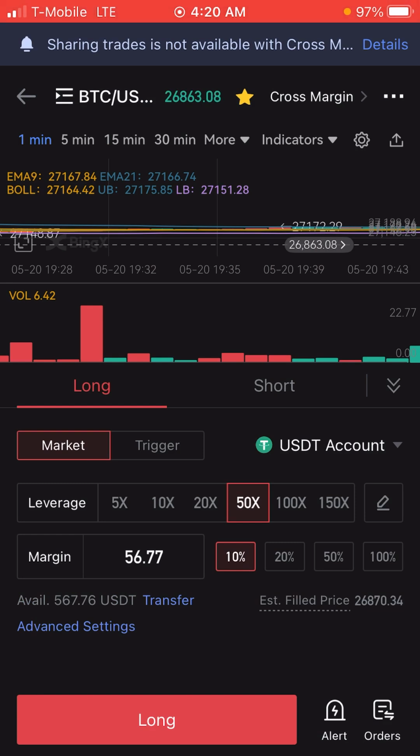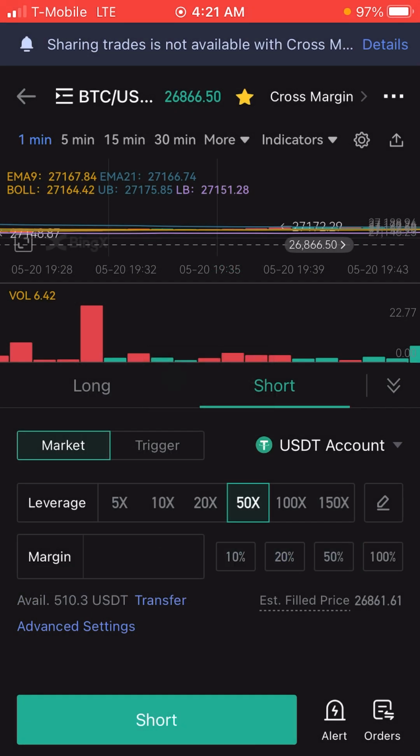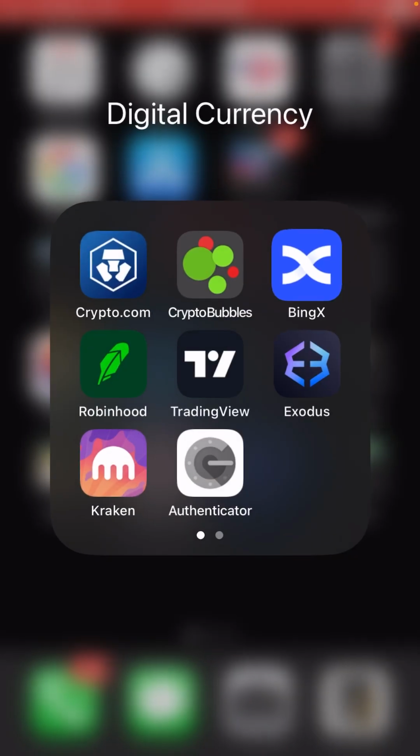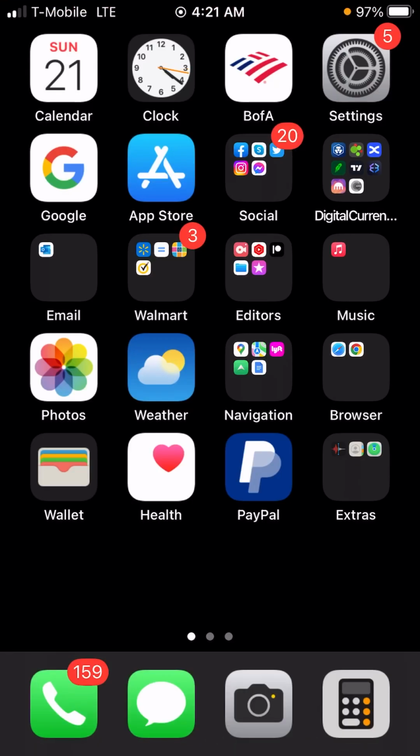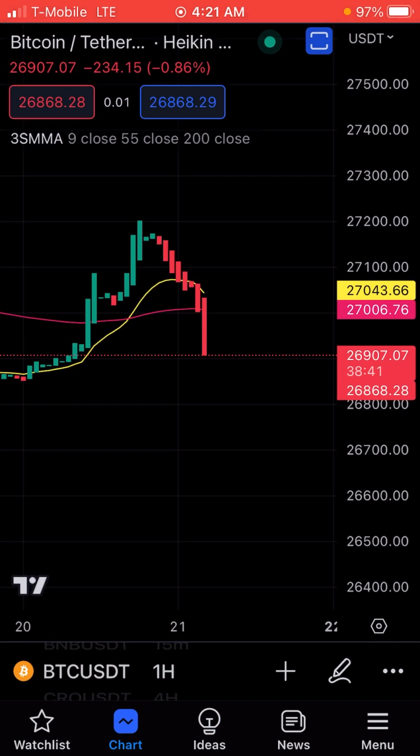So I am going to do, now this is just a small short, just to test things out. I'm only going to work with just a little bit here with 10%. And at 50 times leverage, we're going to do a short. And I'm going to enter trade. And trade has been submitted. So let's look at it real quick. Okay, so I'm going to make this video and see if I'm in any kind of gains by the end of this video. Okay, but on to the actual strategy.